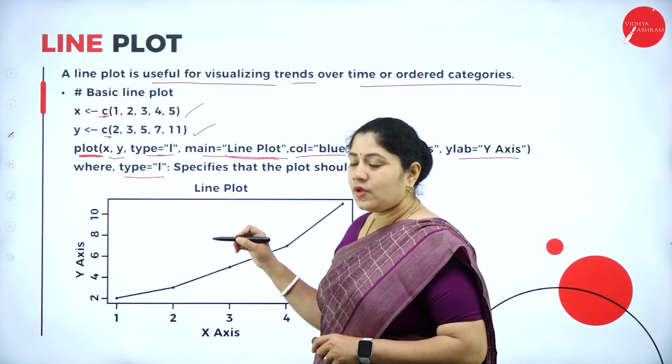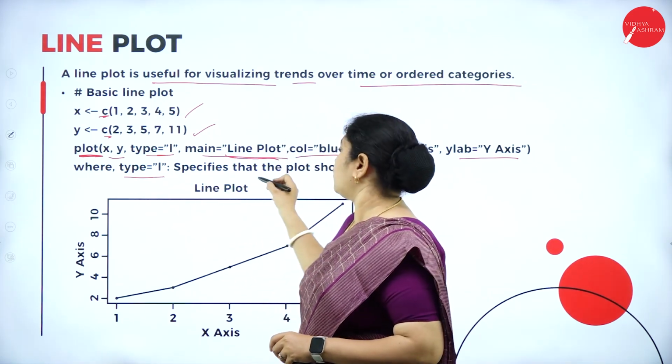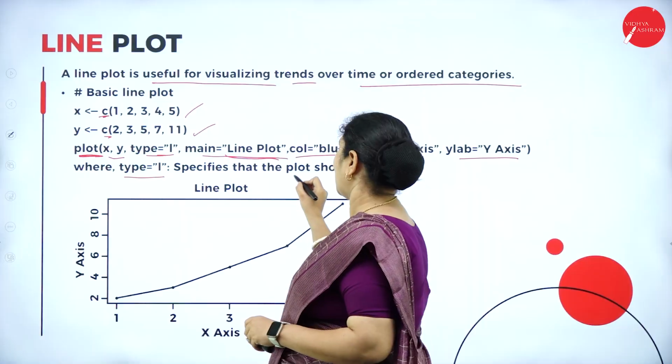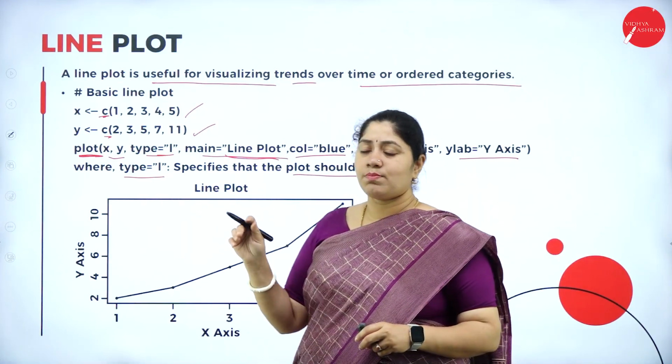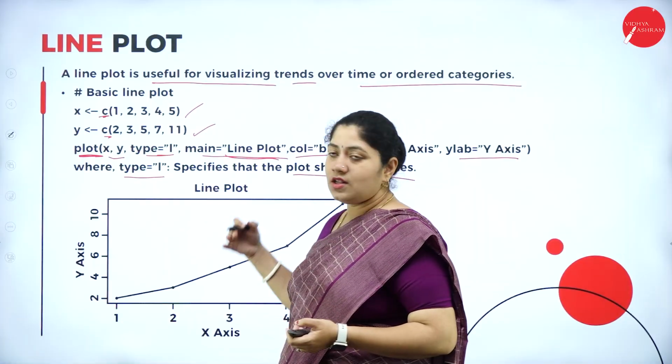Now, the type line. The type L specifies what? Exactly, it specifies that the plot should use a line. So that's a line plot.